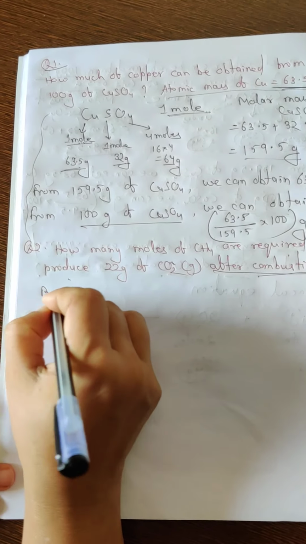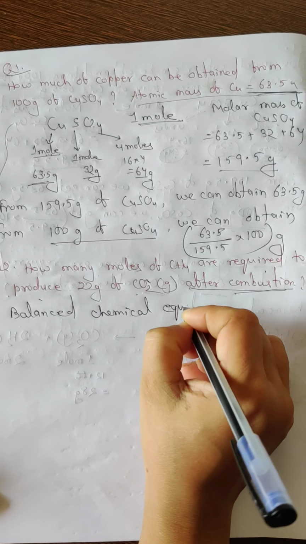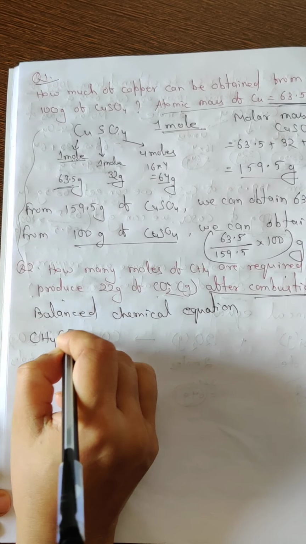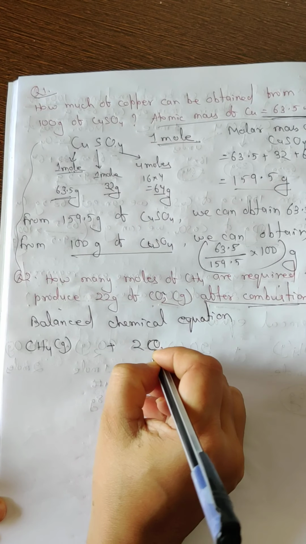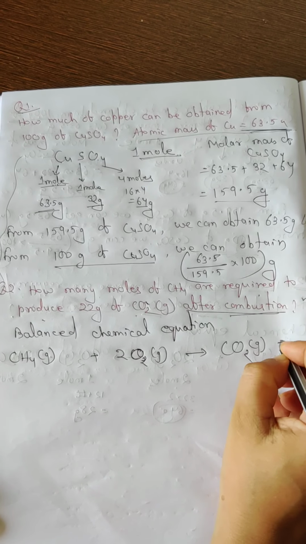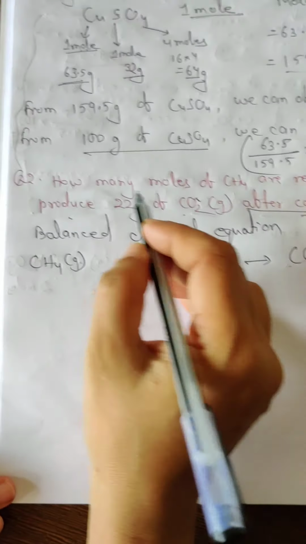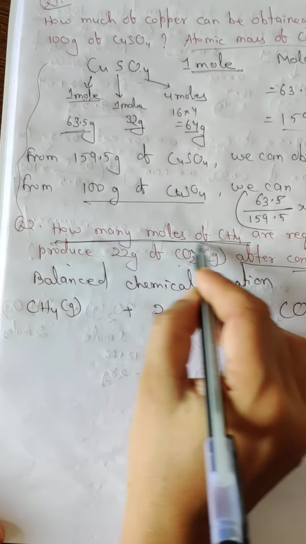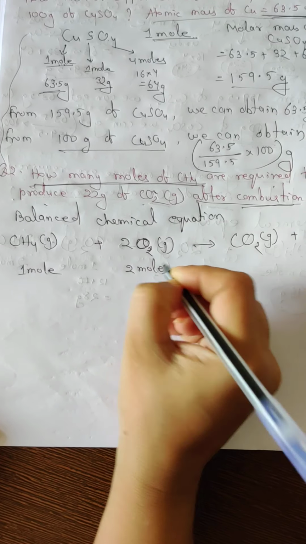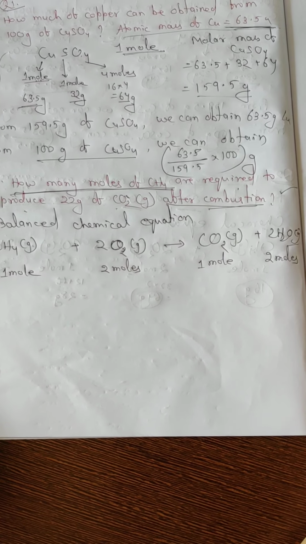So let us write the balanced chemical equation for this reaction. That is methane, in gaseous form, reacts with 2 oxygen in gaseous form, and gives you carbon dioxide in gaseous form plus 2 water vapor. So this is the balanced chemical reaction. How many moles of methane are required? In terms of moles, 1 mole of methane reacts with 2 moles of oxygen to give you 1 mole of carbon dioxide and 2 moles of water vapor.